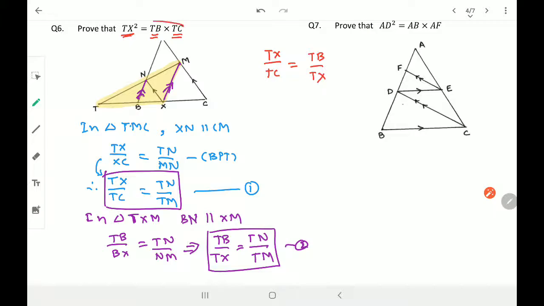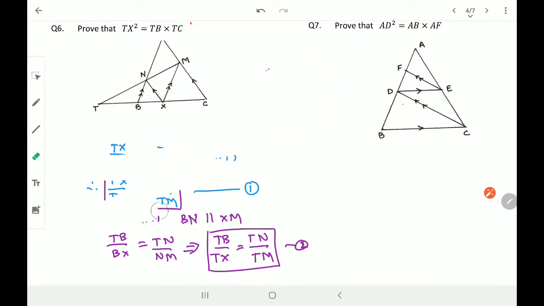So irrespective of what I have to prove, I just got this. Now is this equation giving us the required result? Yes, it is. So we have TX square is equal to TB into TC by cross multiplying, right? Shifting, you can say. And done, finished. So very simple, right? I'll just erase this part. You can try the second one as well in the same way.